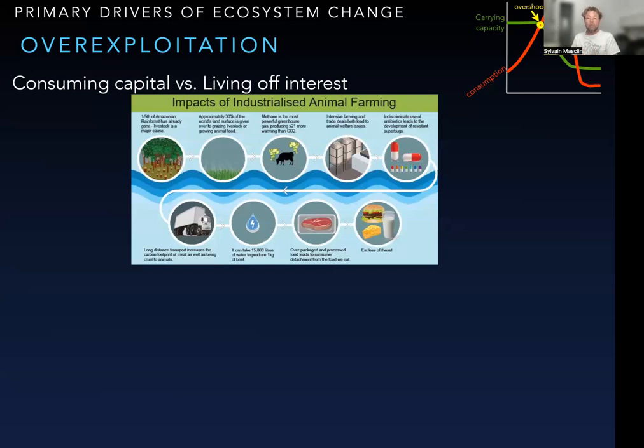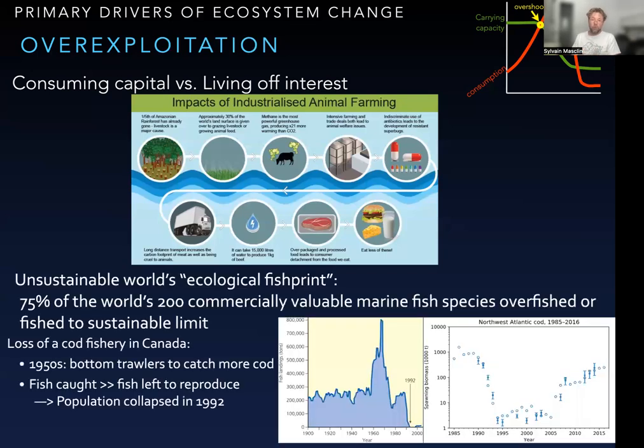Another one is our fish production, or fish consumption. At this point, we have an unsustainable world ecological fish print, meaning that most marine fish species tend to be overfished or fished to the limit of sustainability. So we are taking too much from the sea.